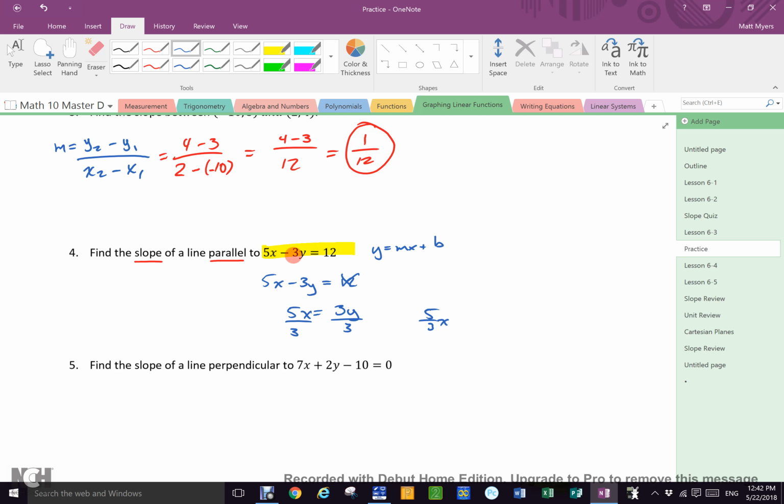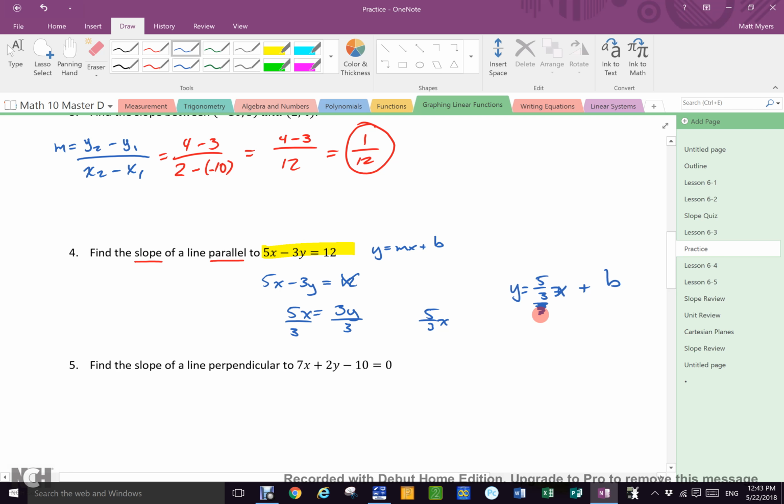5/3. 5 over 3. Rise 5, run 3. So what is the slope of every parallel line? 5 over 3. So as long as I have y equals 5/3 x plus any other number, is that line going to be parallel to this line? Yes. But all I cared about was slope. So all I needed was 5/3.